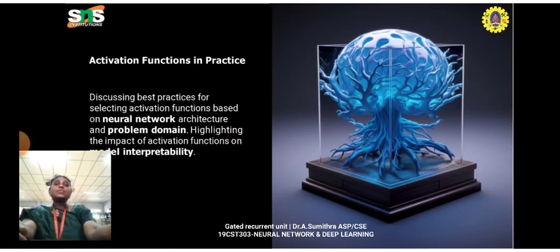So the activation functions in practice, we can state that whether it can be correlated in a gentle way.